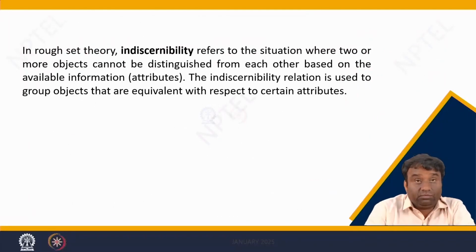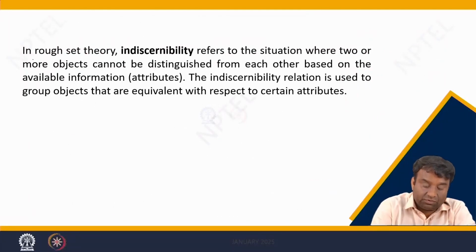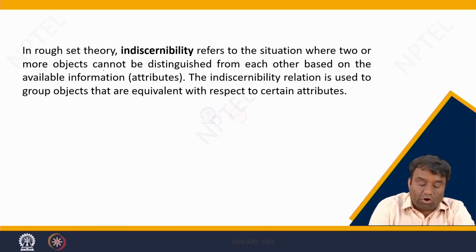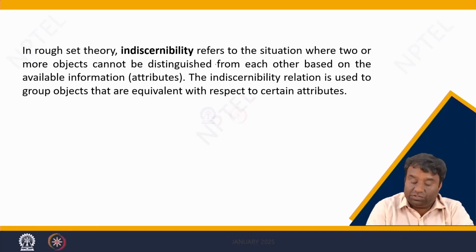So let's go more into this topic. In rough set theory, indiscernibility refers to the situation where two or more objects cannot be distinguished from each other based on the available information, that is, the attributes. The indiscernibility relation is used to group objects that are equivalent with respect to certain attributes.